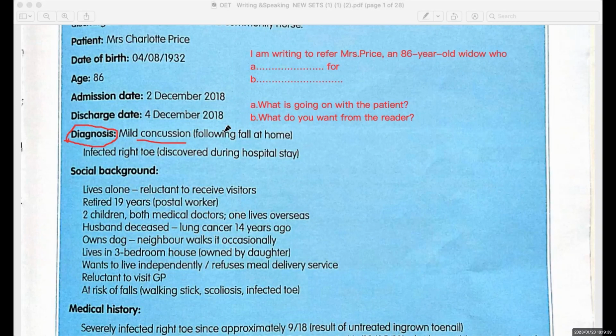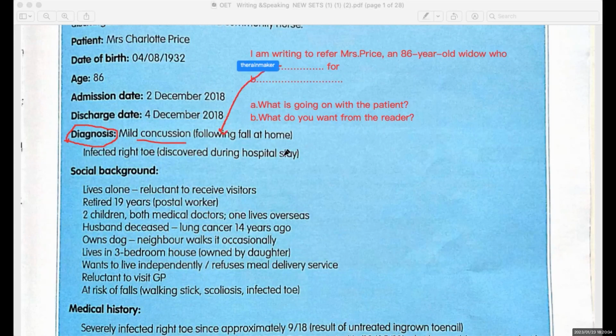But infected right toe also is what is going on with the patient. So you can write it somewhere else or you can put it in the introduction as well. That's an option. I would not put it in the introduction, but if you want to put it, that's fine as well. So who was managed for mild concussion and infected right toe discovered during hospital stay? That is A part.